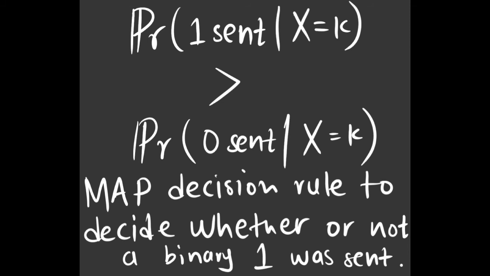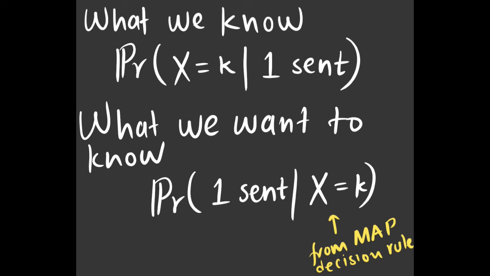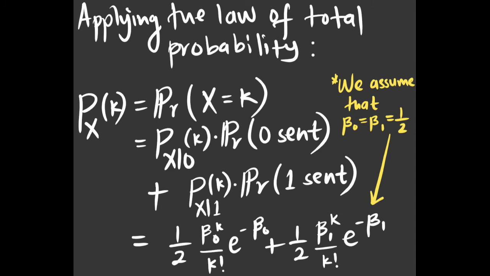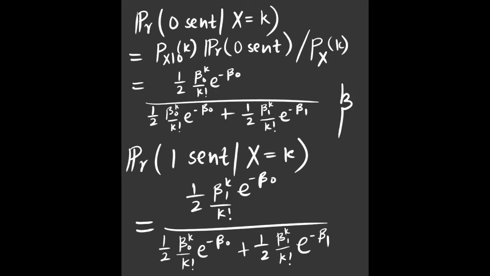As we can see, these desired a posteriori probabilities are backwards compared to how the photodetector was statistically described. What I mean is, we know the probability of X being k given that a binary 1 was sent, but we want to know the probability that a binary 1 was sent given that X is equal to k. We will now use Bayes' theorem to help us convert what we know into a result we desire. Using the law of total probability, we obtain the following result. Therefore, applying Bayes' theorem, we obtain the following probabilities.